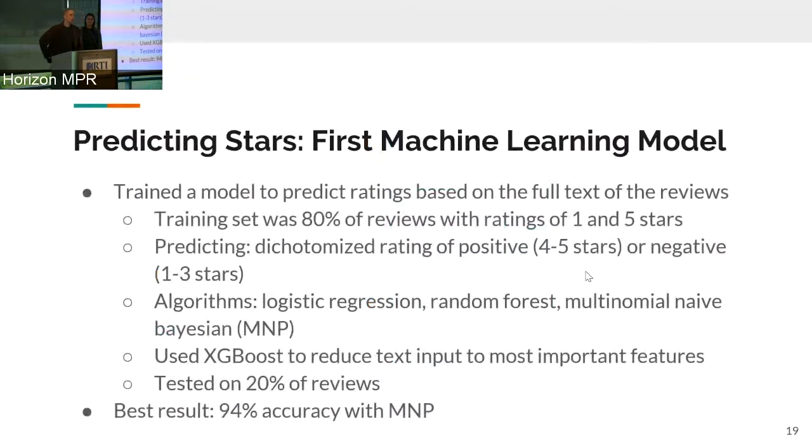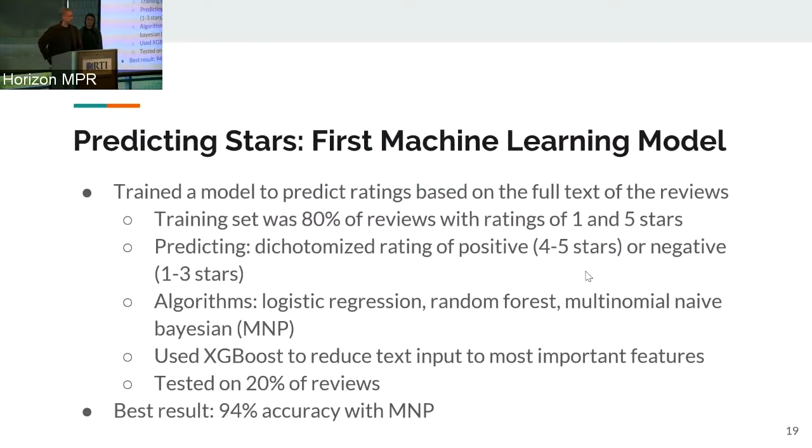Then our first foray into predicting stars was our first machine learning model. We trained this model to predict the ratings based on the full text of the reviews, so all the words that were coming out of the reviews. Our training set was about 80% of the reviews with 1 and 5 stars, and then we dichotomized those into 4 and 5 stars as positive reviews and 1 to 3 stars as negative reviews.